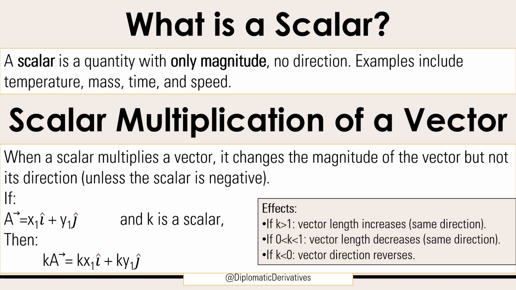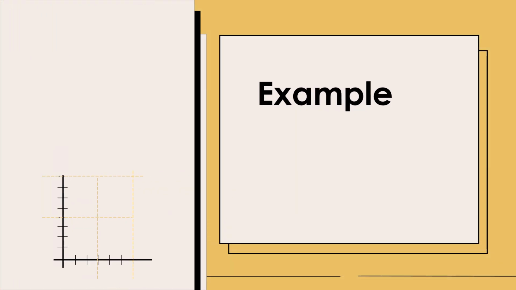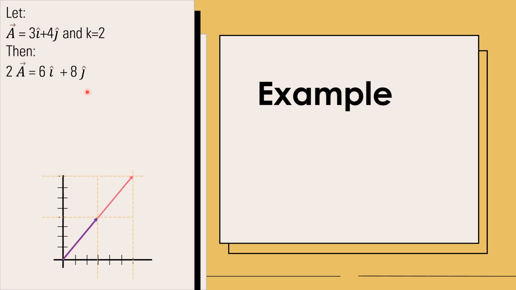So we will see one example here. We will see the example of the first one. Let A be equal to 3i plus 4j. So we have 3 on the x-axis, 4 on the y-axis. k is equal to 2. So what will happen? k is 2, it's greater than 1, so the length of the vector will increase. That's what we see here: the length of the vector has increased. It has become double the original vector.